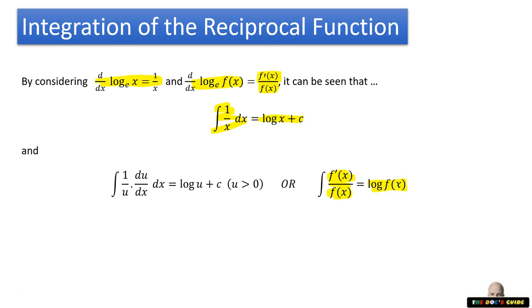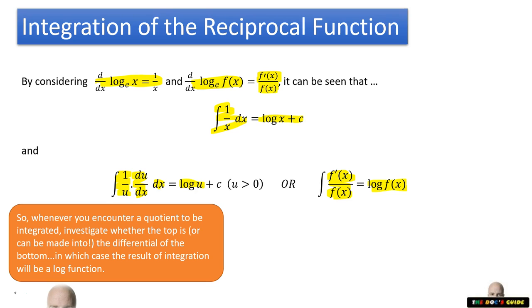f of x. Now, just in terms of undoing the chain rule, we could have also written this as the integral of 1 on u du dx, in other words, when we have 1 on the function multiplied by the differential of the function, that will equal log of u.